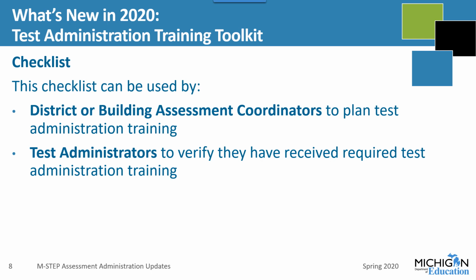It is structured as a series of I know statements and I know how to statements, listing the discrete content that test administrators need to know in order to successfully administer the MSTEP. The checklist can also be used by district or building assessment coordinators as they plan for test administration training to make sure they are covering everything that their test administrators will need to know.